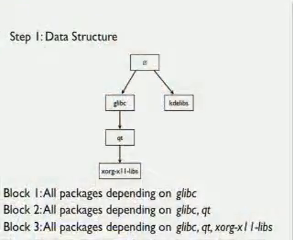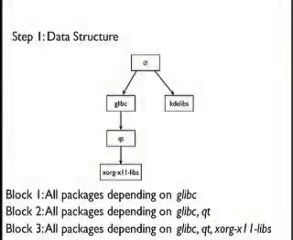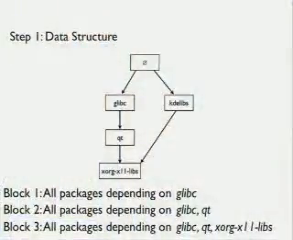In the next step, we look at packages that depend only on glibc and Qt. And in the final step, we look at packages that depend on glibc, Qt, and Xorg X11 libs. And because this is a lattice and not a tree, this kind of edge is also possible. So we can have packages that depend on KDE-libs and Xorg X11 libs. And now there's a technique called formal concept analysis that will create this graph for us if we just give it the dependencies.